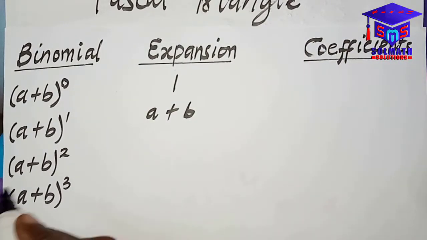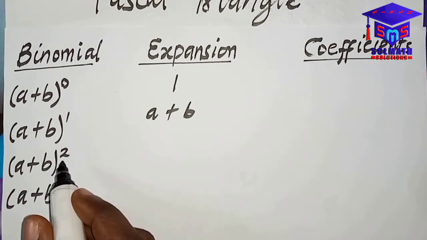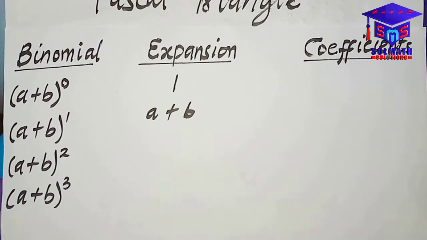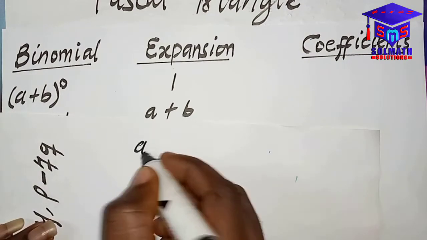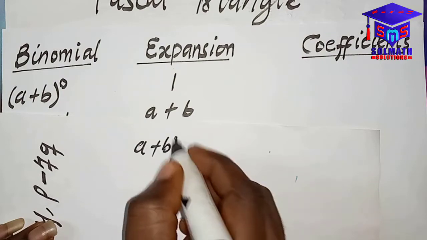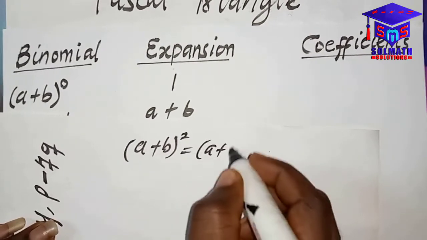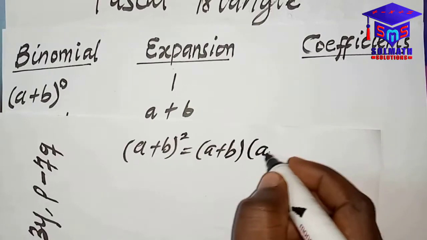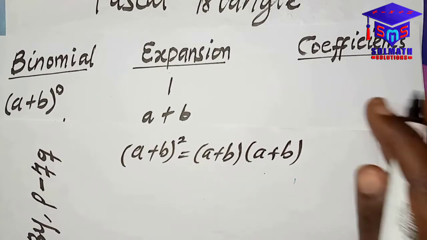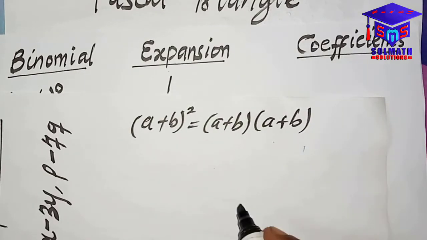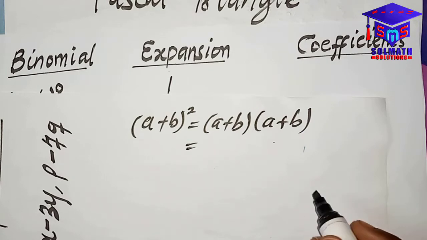I'll come to that. If you have (a + b) to the power 2 and you have to expand that, let me do that here. What it means is that the quantity a plus b would multiply itself. So we have (a + b) times (a + b), and we know how to do that. You just FOIL and then you get the answer.